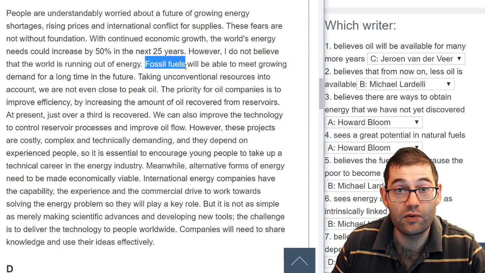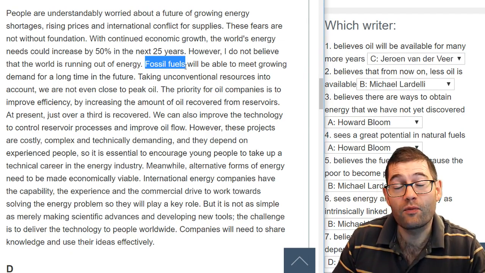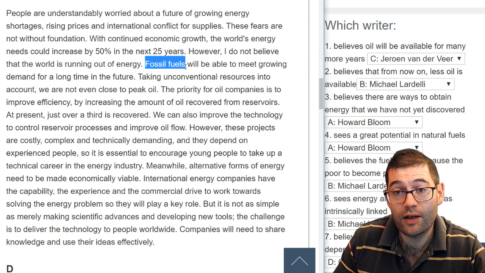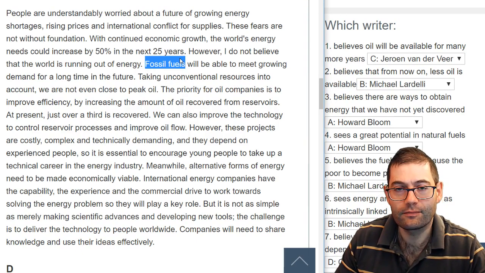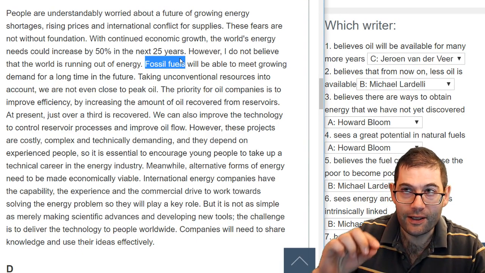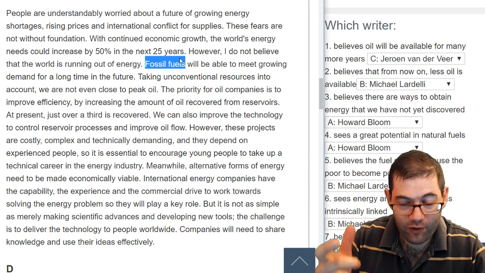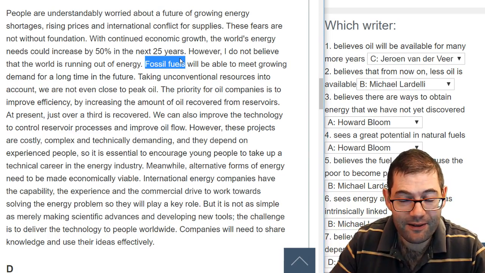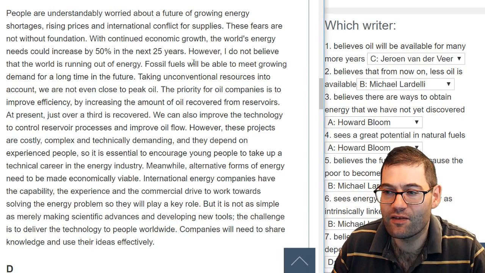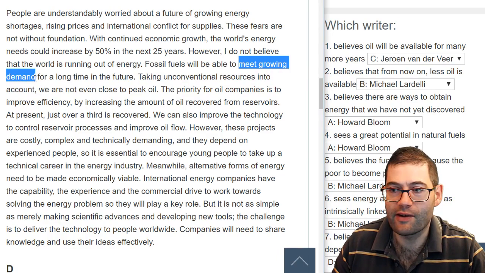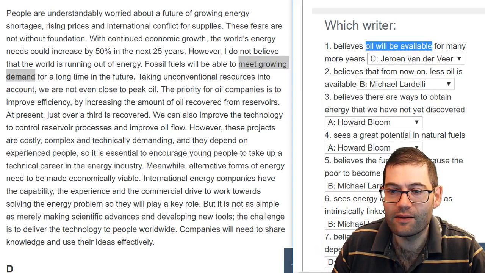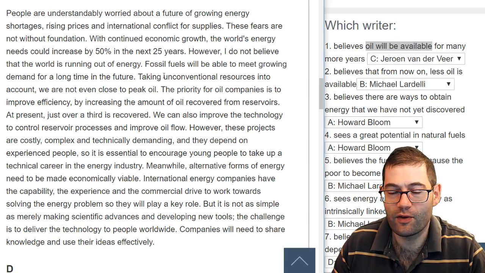Fossil fuels is, of course, a group noun, or rather, oil belongs to the group of fossil fuels. Maybe that was a bit easier to understand. And so that's our vocabulary link there. And meet growing demand, of course, is the vocabulary link for will be available. So that gives us our vocabulary link there.